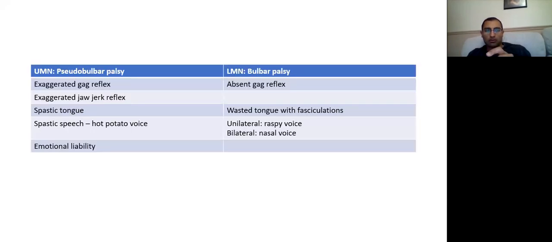And the upper motor neuron, so pseudobulbar palsy, because it's an upper motor neuron lesion, you get an exaggerated gag reflex, exaggerated jaw reflex, you get a spastic tongue, and this can give a spastic speech, which we call hot potato voice, and they get emotional lability. Whereas in a lower motor neuron lesion of the bulbar nuclei, you get an absent gag reflex, you get a wasted tongue with fasciculations. So classically, they say it looks like a bag of worms. If it's a unilateral lesion, then we get a raspy voice, whereas a bilateral lesion will cause a nasal voice.